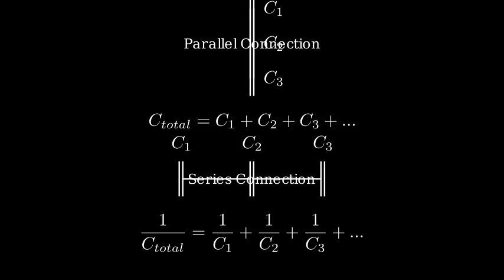Let's work through a practical example. Suppose we have a parallel plate capacitor with plates of area 0.01 square meters, separated by 0.5 millimeters, with air as the dielectric. Using the formula C equals epsilon naught times epsilon r times A divided by D, and knowing that epsilon naught is 8.85 times 10 to the power of negative 12 farads per meter, and epsilon r for air is approximately 1, we get a capacitance of 177 picofarads.